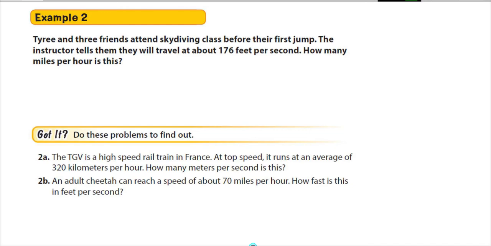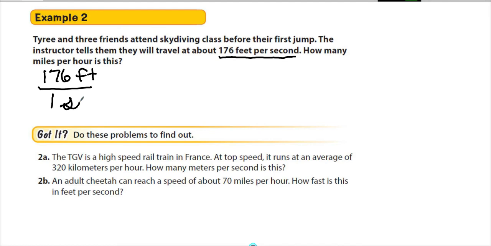It says Tyree and 3 friends attend skydiving class before their first jump. The instructor tells them they will travel about 176 feet per second. How many miles per hour is this? In this case we have our unit rate, which is 176 feet per second. So let's write that first: 176 feet over 1 second.